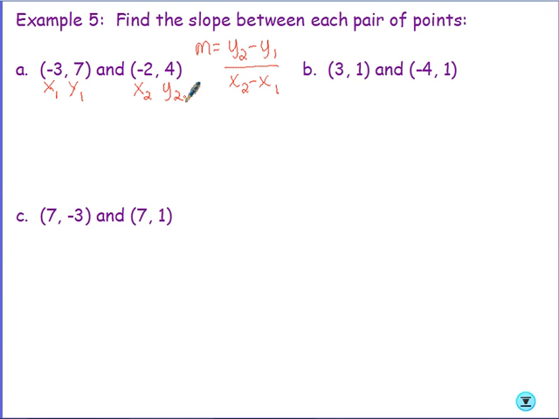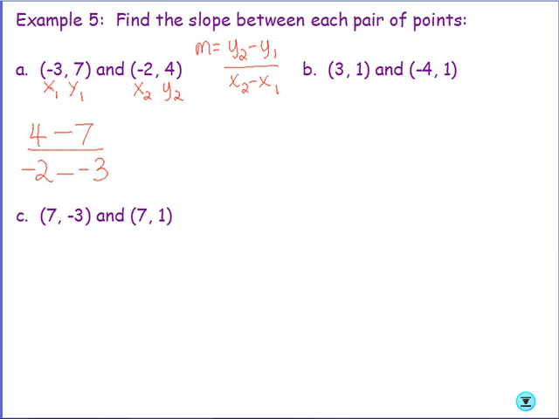So, let's plug into our formula. y2 is positive 4. That's a minus sign in the formula. y1 is 7. On the denominator, x2 is negative 2. That minus is in the formula. x1 is negative 3. Don't make mistakes. That is 2 negatives there.